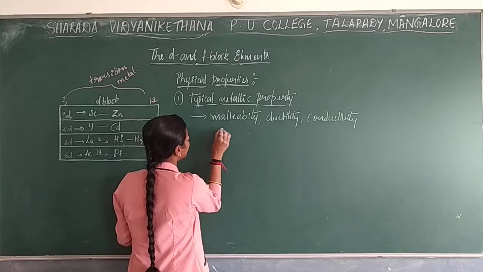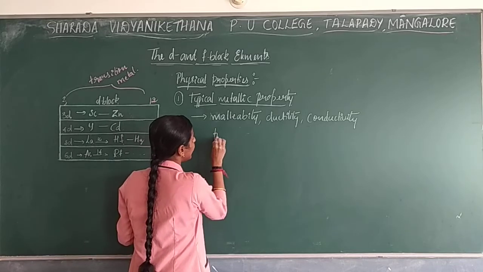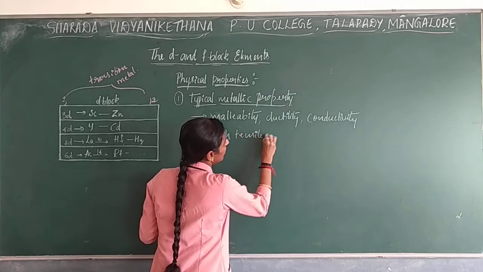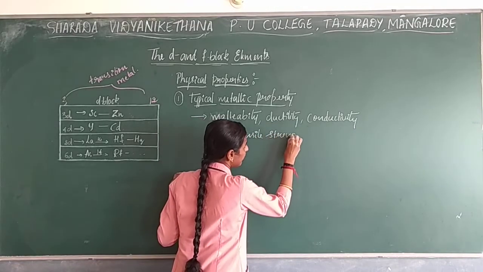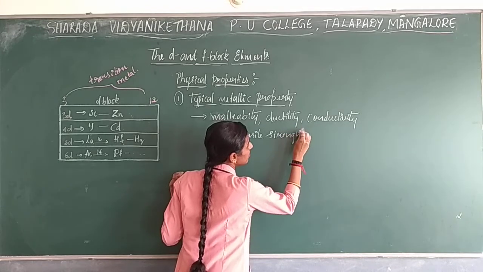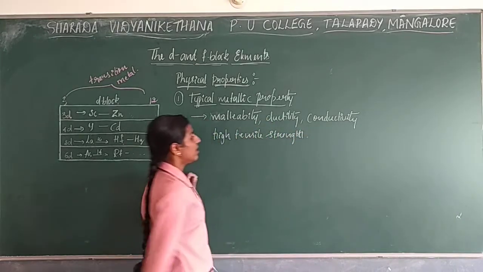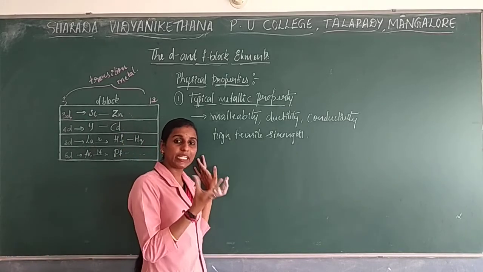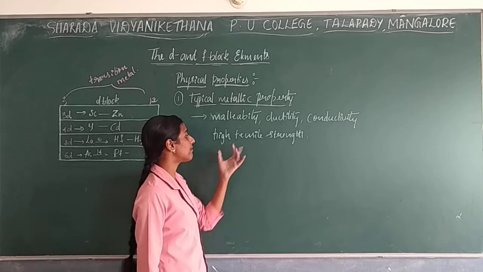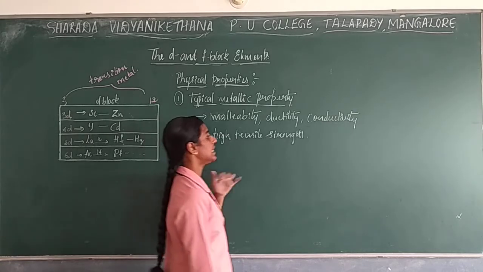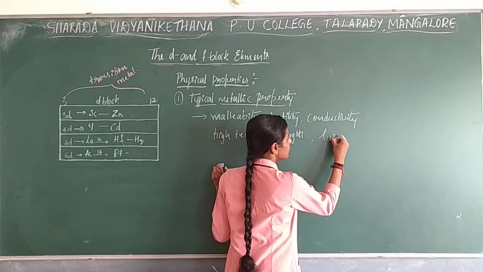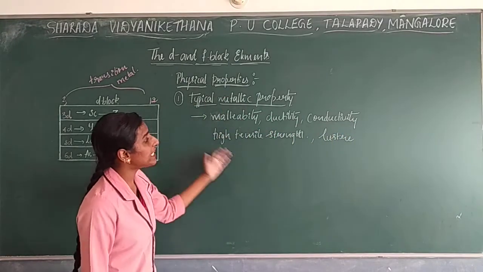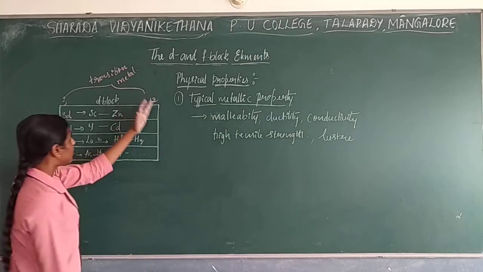So it is a good conductor, as well as it shows high tensile strength. High tensile strength is due to the strong bonding between these metals. However much pressure is applied, that metal will not break, so that is considered high tensile strength. And these are lustrous, shiny in nature. These are some of the metallic properties shown by d block elements.